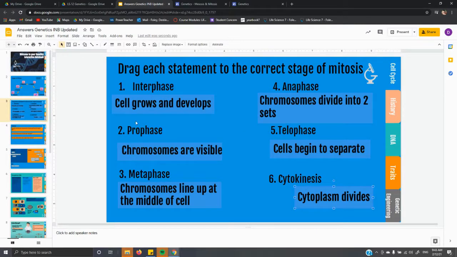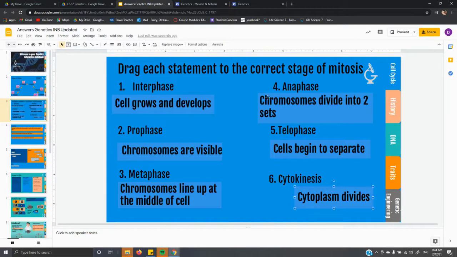PMAT, so prophase, metaphase, anaphase, telophase, those are where the cell is actively dividing. Interphase is where it spends most of its life. Cytokinesis is when the cytoplasm is dividing. So if you want to remember PMAT for the order for the ones in the middle, go for it.